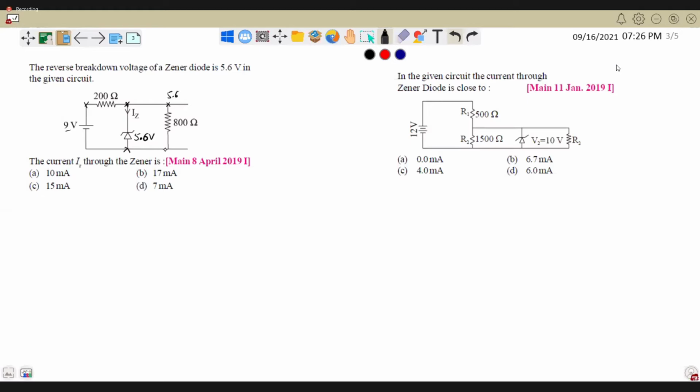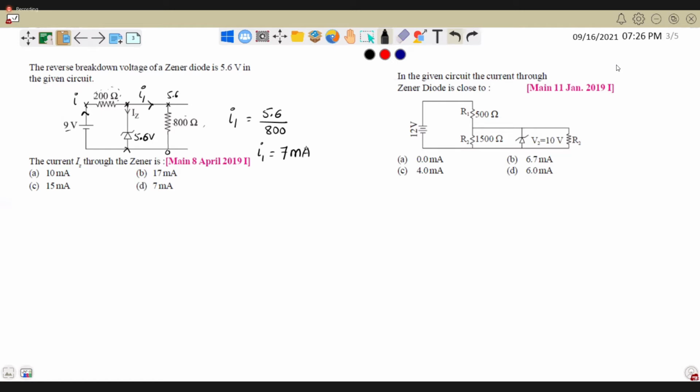Yes. So, if this is 5.6 and this is 800 ohms, how much current will come? I'll take the current coming out of the battery as I1. I'll take this I1 and this is I. So I1 will be what? Do a calculation. 5.6 divided by 800 is 7 milliamperes. Right? Now see how much will go through your 200 ohm.